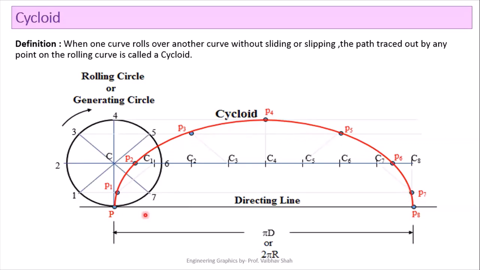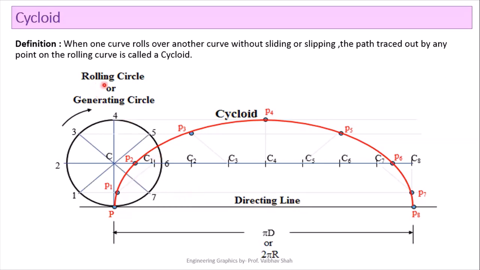In the cycloid, we'll now understand certain nomenclatures. Let us understand, your wheel moves for one complete rotation or revolution. So it will travel in one turn a distance equal to pi d. You can see this is the total distance traveled by the rotation of this wheel for one complete revolution, that is pi d or 2 pi r. This is nothing but your directing line, which directs the motion of this wheel over this line.